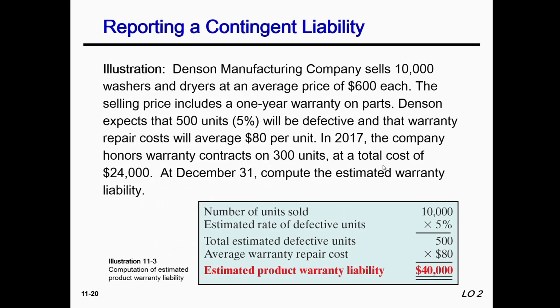Denson expects that 500 units will be defected. How many do they sell? They sell 10,000. They estimate that 500, which is 5%, will be defected. And the warranty repair cost will average $80 per unit. So 500 units they expect might come back, and in order to repair one unit on average they have to incur the cost of $80. So this is our estimation for the warranty expense.